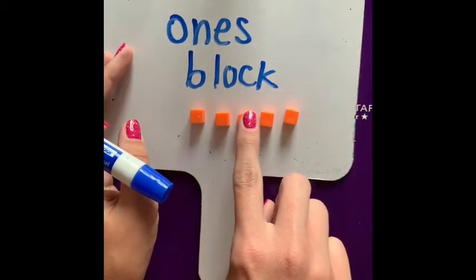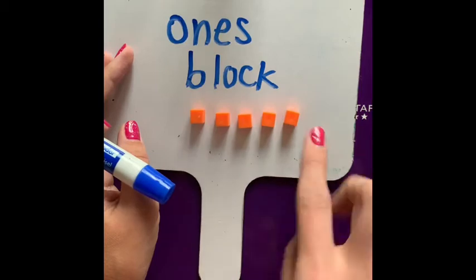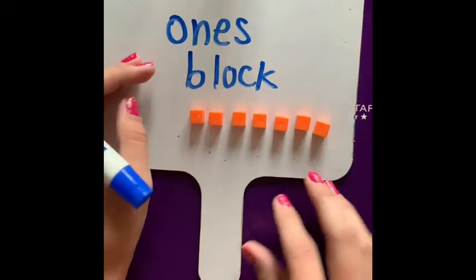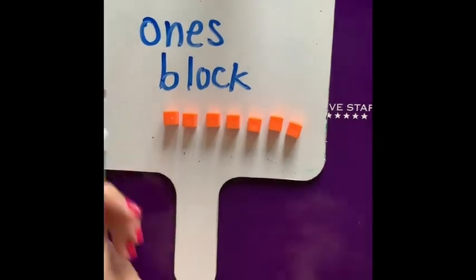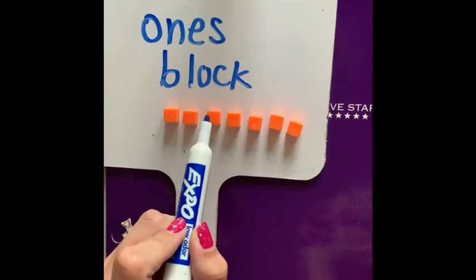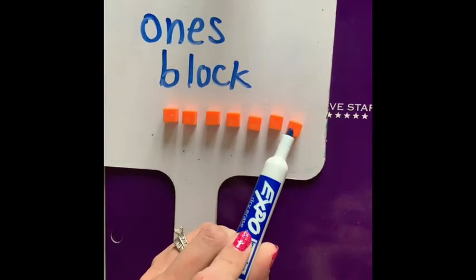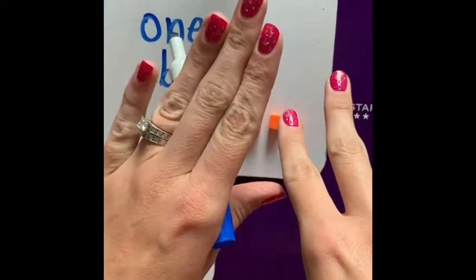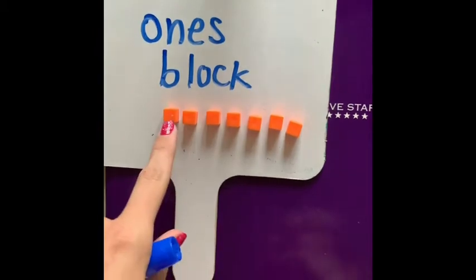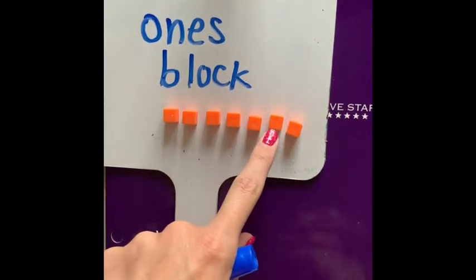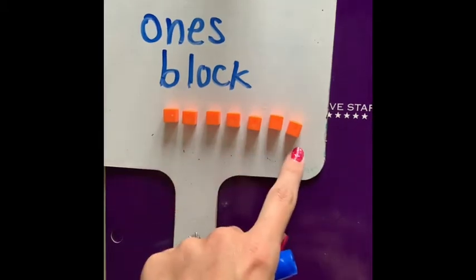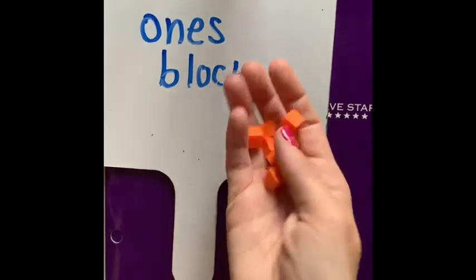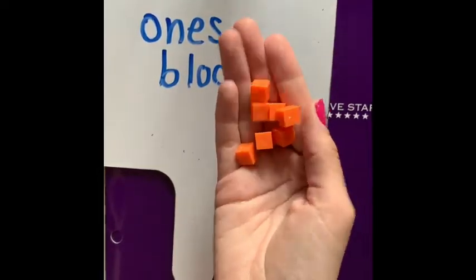1, 2, 3, 4, 5. This is worth 5. Let me add a couple more and see if you can tell me how much it's worth. All right, count these ones blocks. Let's count them. 1, 2, 3, 4, 5, 6, 7. I have 7 ones. There's 7 of them. So it's 7 ones. So these are my ones.